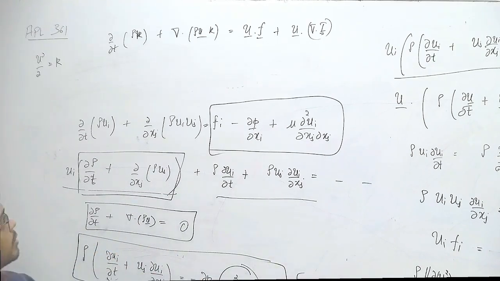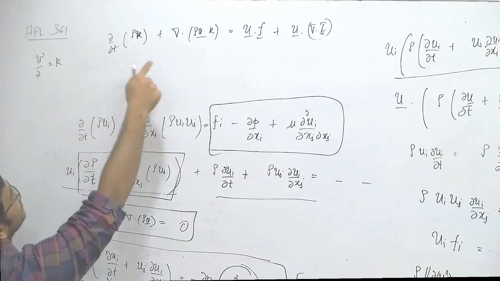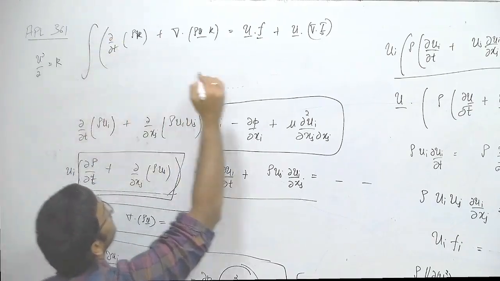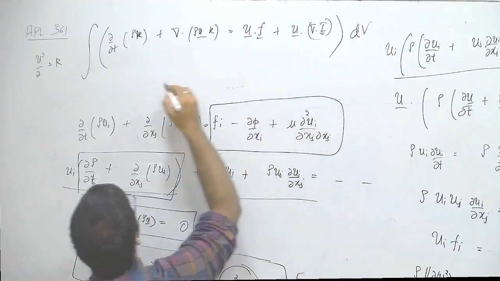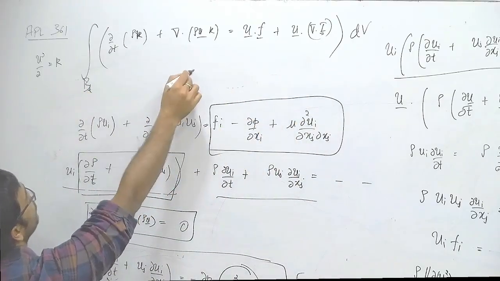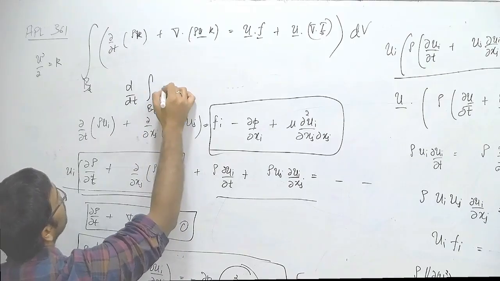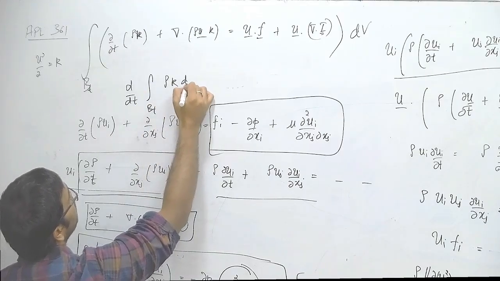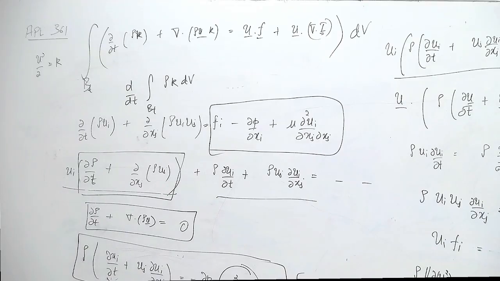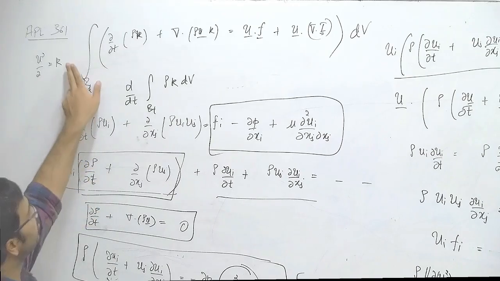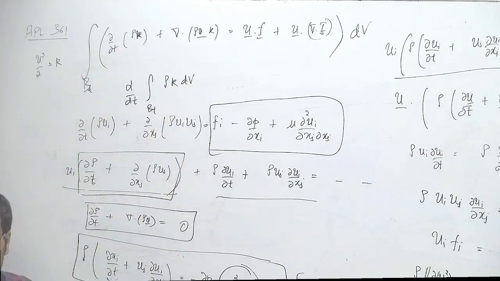You can visualize this as the application of Reynolds transport theorem. If I integrate this thing over a fluid blob, then you can visualize the left hand side as d by dt of the integral of rho k dV. You can go in reverse in the Reynolds transport theorem, and replace this by this. So it is the net rate of change of the total kinetic energy of a fluid blob.